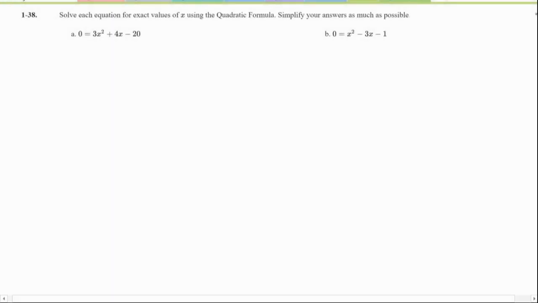Okay, so for number 38, we're going to solve each equation for exact values of x using the quadratic formula and simplifying as much as possible. So a quick reminder of what the quadratic formula is: x equals negative b plus or minus the square root of b squared minus 4ac, all over 2a.